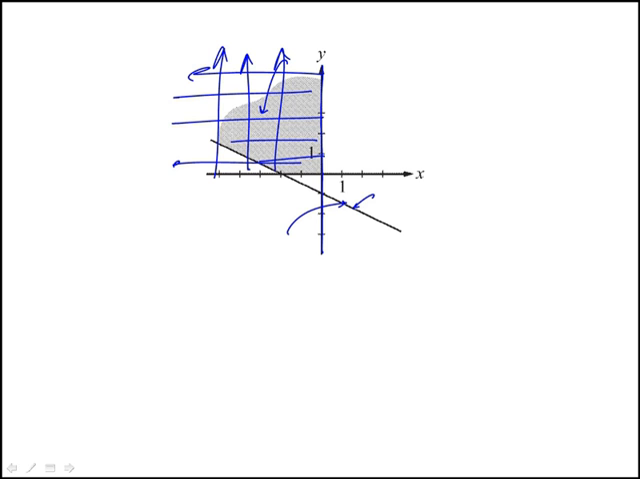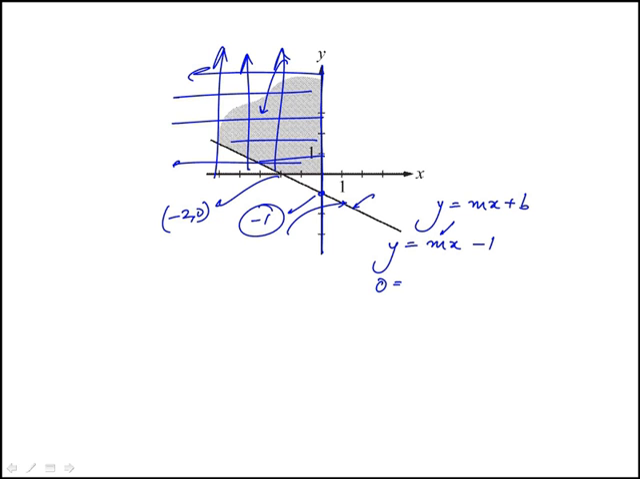So first is to find the equation of this line. We know that the y-intercept is -1, so if I'm going to start with the standard form y equal to mx plus b, b is -1, and we just have to find the slope. We know that its x-intercept is -2, so it goes through -2, 0. So when x is -2, y is 0.